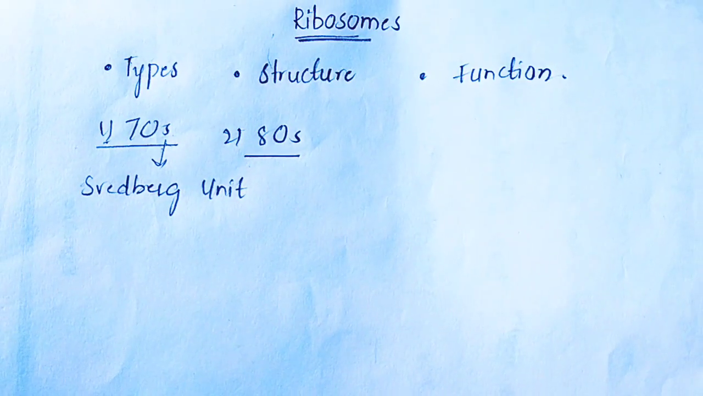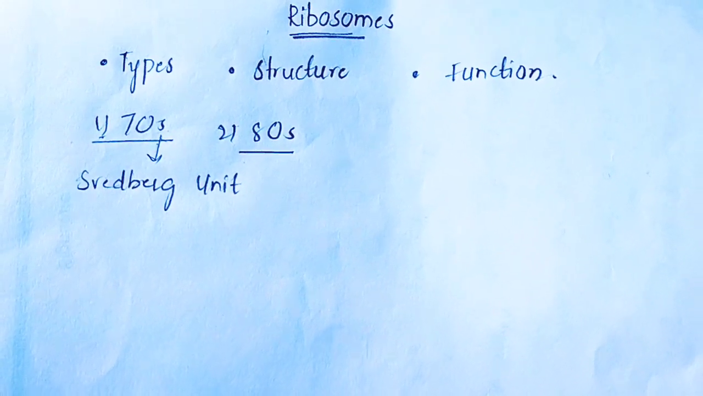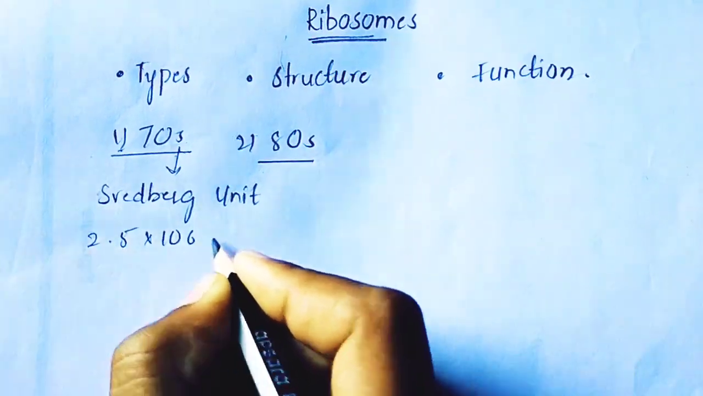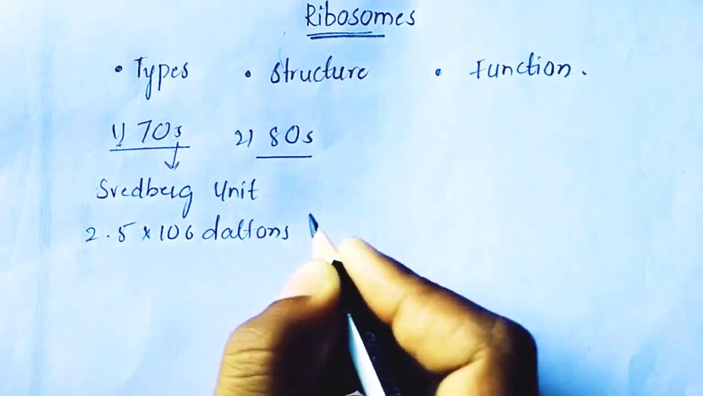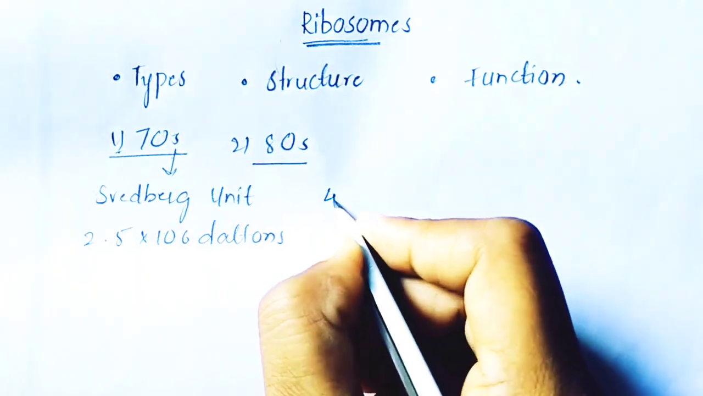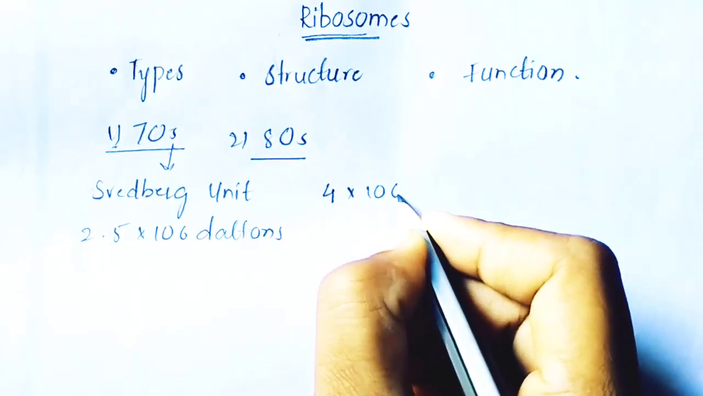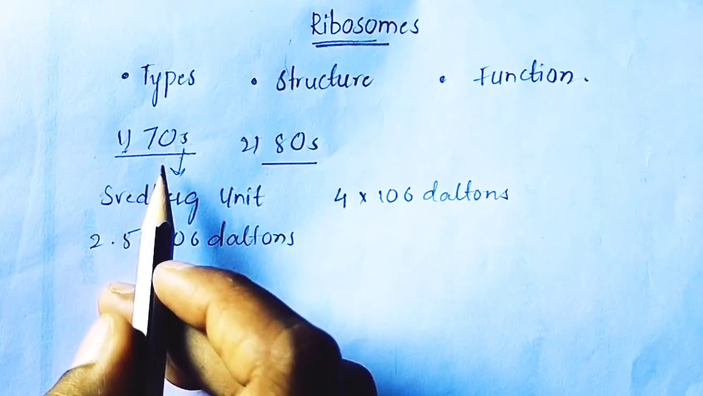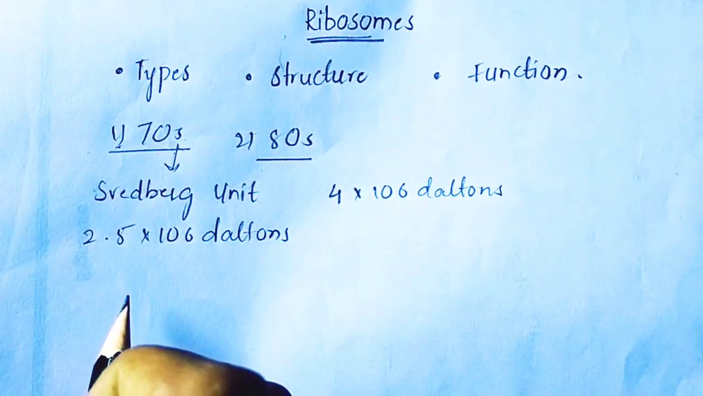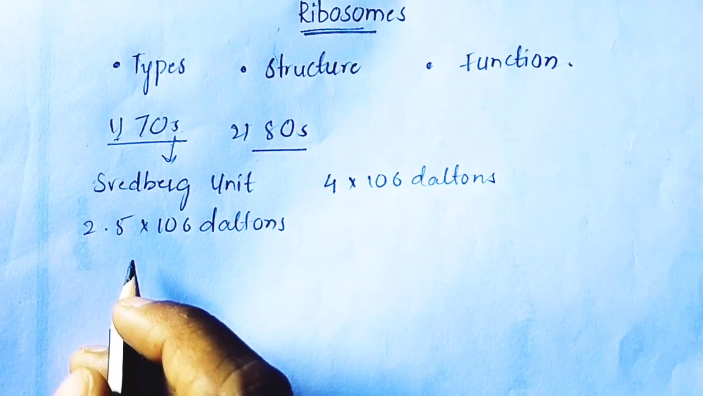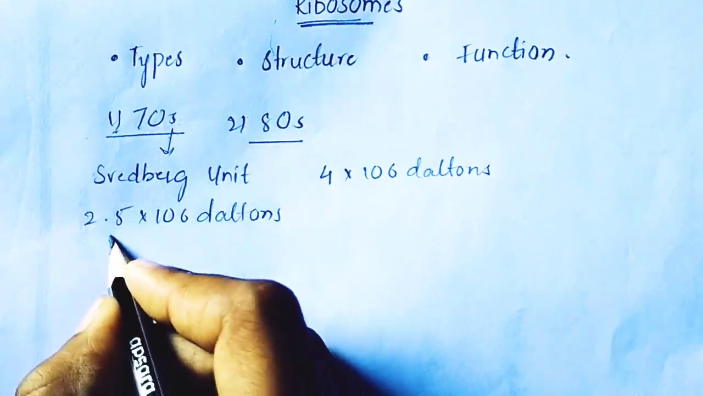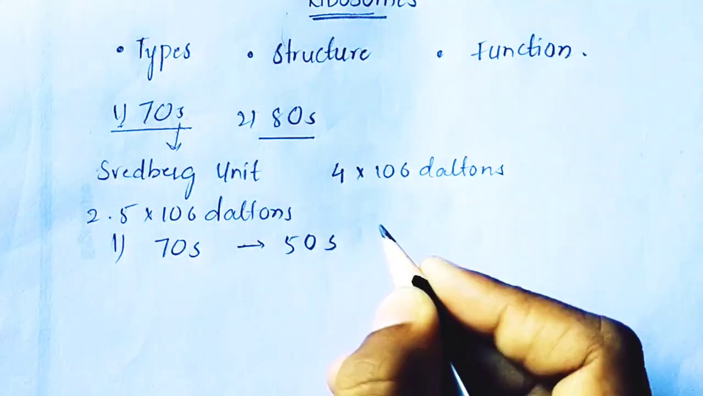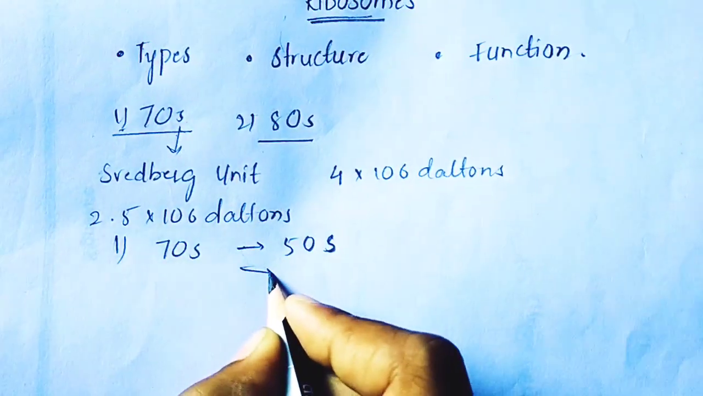The 70S ribosomes have a molecular weight of 2.5 into 10^6 daltons, whereas 80S ribosomes have a molecular weight of 4 into 10^6 daltons. So compared to the 70S ribosomes, 80S ribosomes are larger in size. Now talking about the subunits of 70S ribosomes: 70S ribosomes consist of two subunits, one is 50S, the other one is 30S.